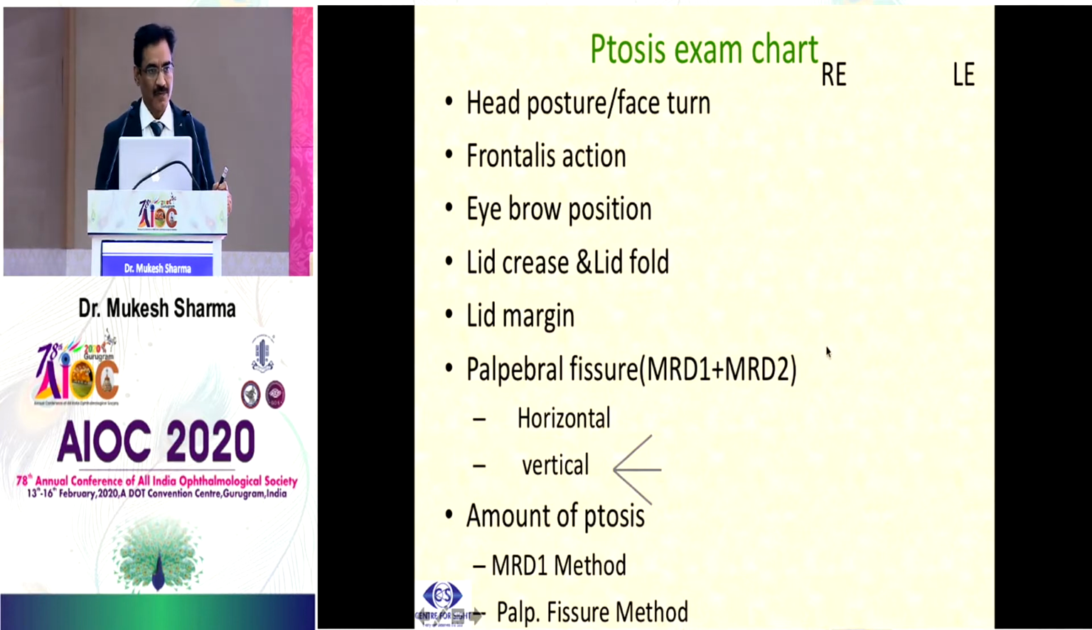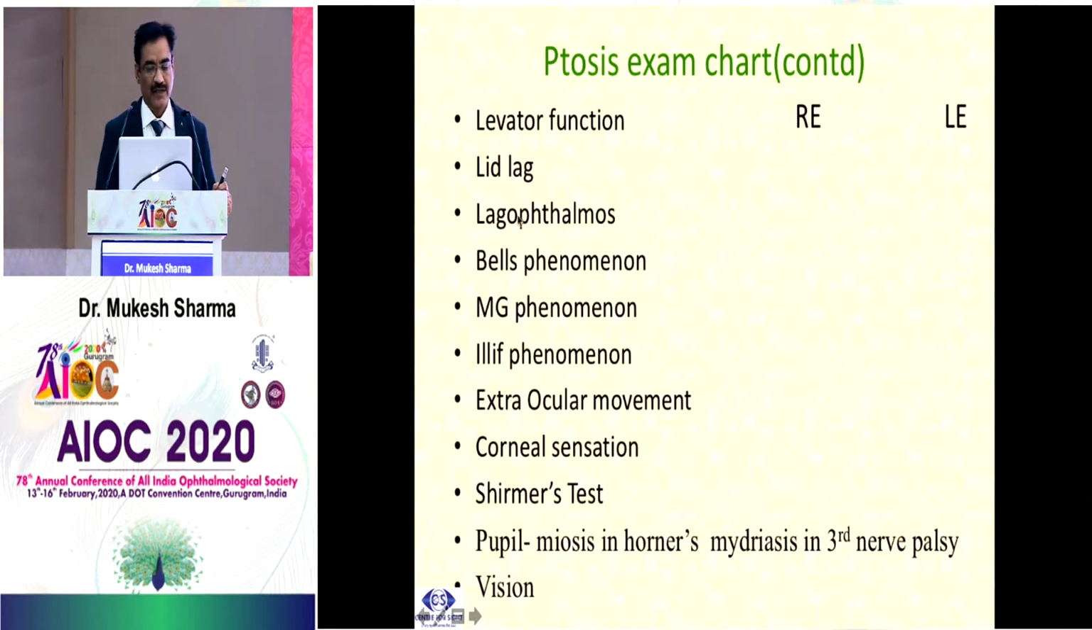MRD1 is the distance from the upper eyelid margin to the corneal light reflex. You compare both the MRDs and their difference will tell you about the ptosis. We will discuss this a little later also. So the amount of ptosis is given by these two methods. Then there are 3 other points: levator function, lid lag, lagophthalmos. Then there are 3 phenomena: Bell's phenomenon, Marcus Gunn phenomenon, and Elif phenomenon. Then there are tests to check extraocular movement, corneal sensation, and Schirmer's test.